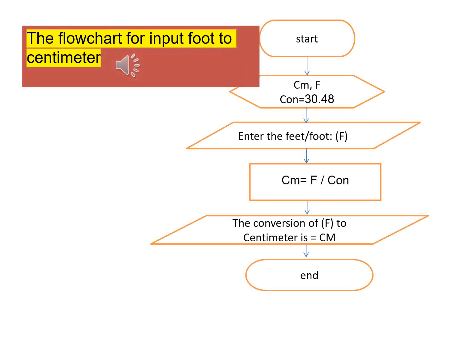Next example is the flowchart for the input foot or feet to centimeter, starting with the terminal. Next is the initialization of the input-output variable and constant variable. Then next is the display message and the input variable. Next is the formula for the conversion. Next is the result of the computation, and last is the terminal end.